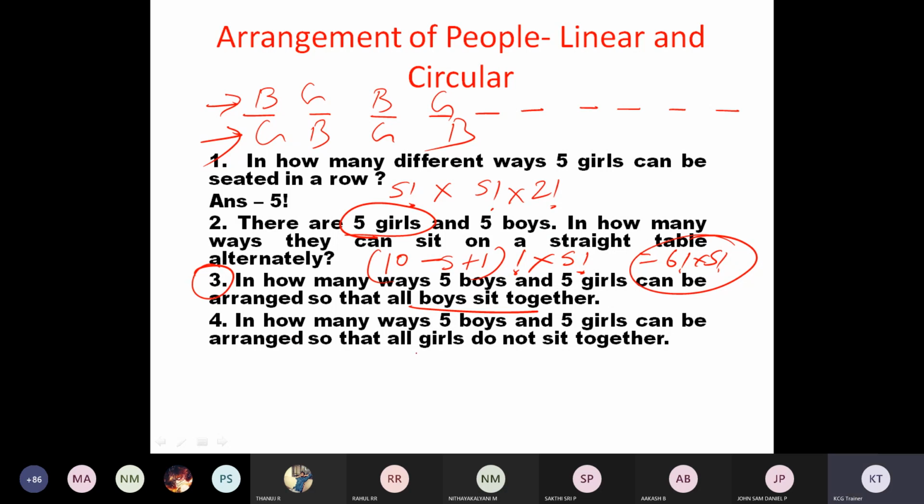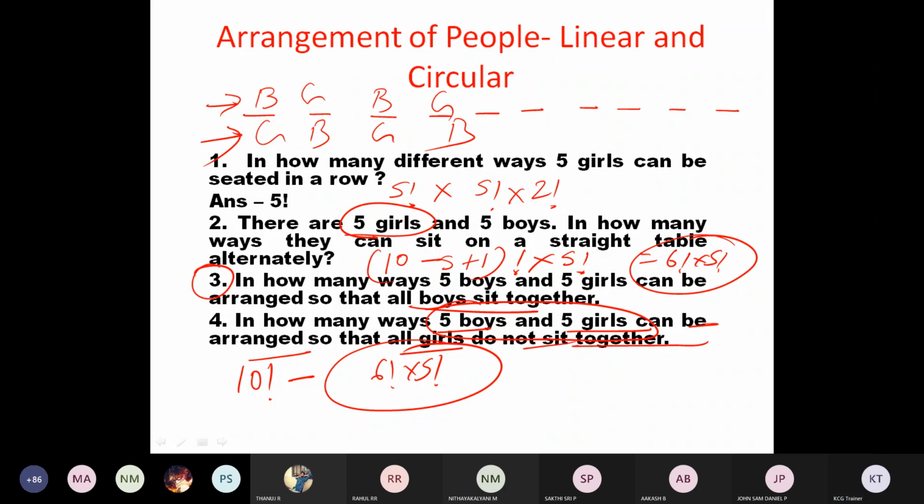Next, 5 boys and 5 girls can be arranged so that all girls do not sit together. What is the answer for 5 girls together? 6 factorial into 5 factorial. What is the answer for 10 people sitting without any condition? Basics, 10 factorial. Just subtract, and you will get 5 girls not together. Same concept, whatever you have done.